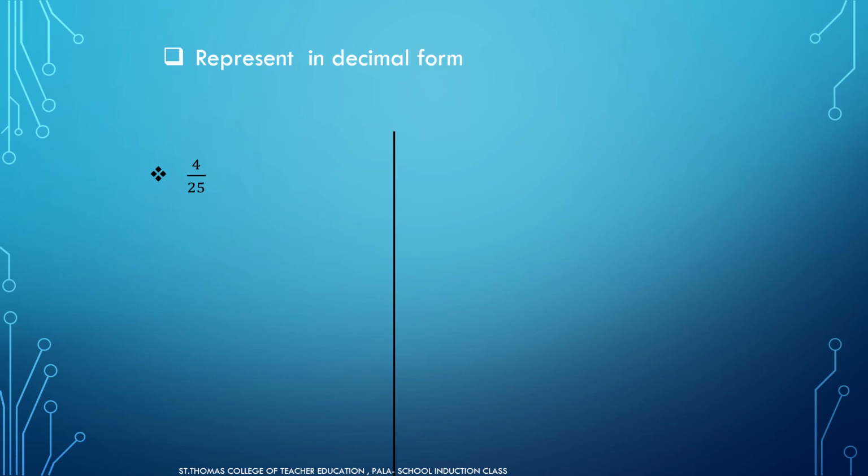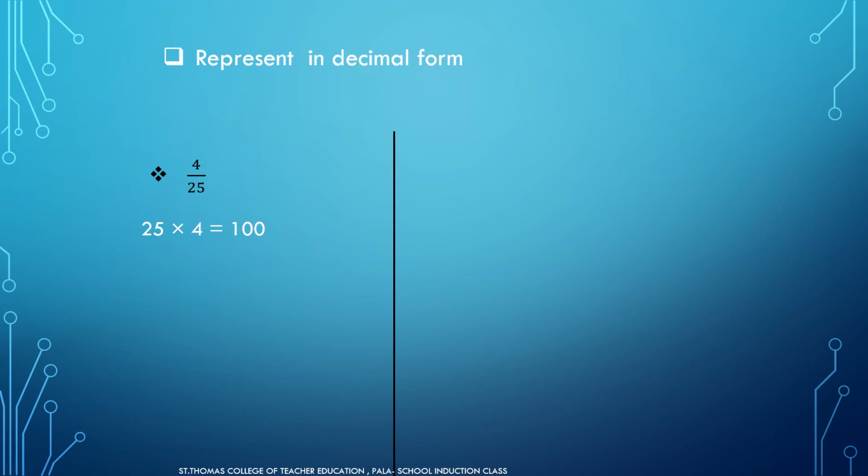Yes, making 25 into 100. How will you convert 25 into 100? Yes, 25 into 4 gives 100. If you have any doubt with this step, you just divide 100 with 25. You will get the quotient 4 and remainder 0. And we can conclude that 25 times 4 is equal to 100. Is it? Okay.